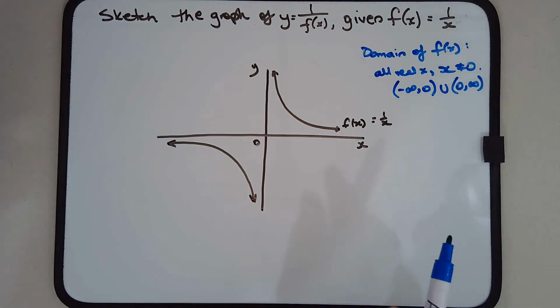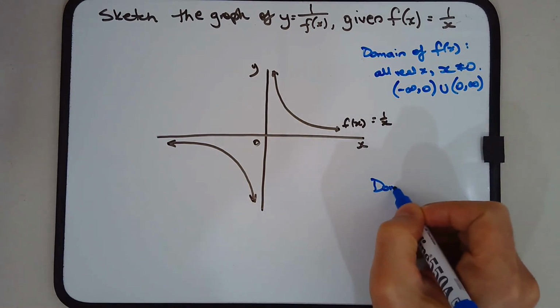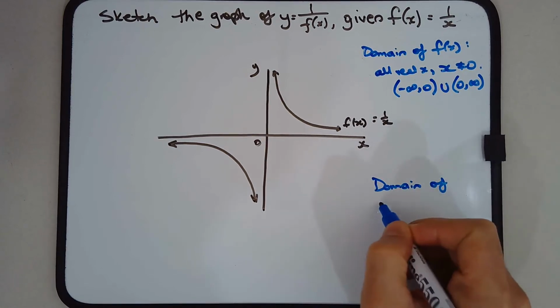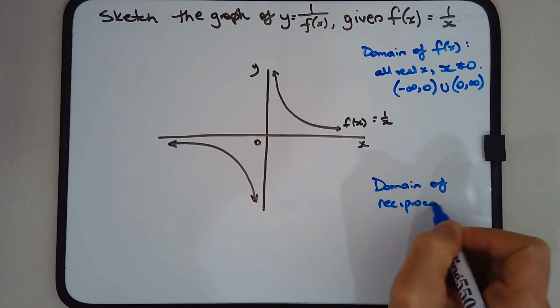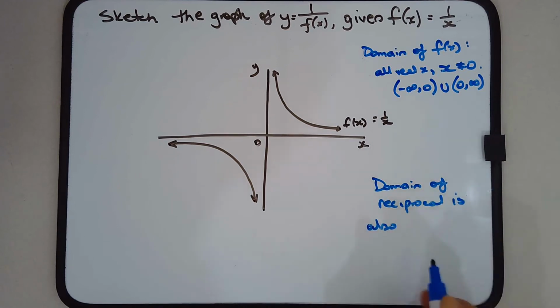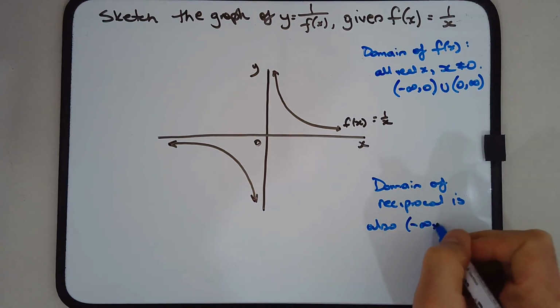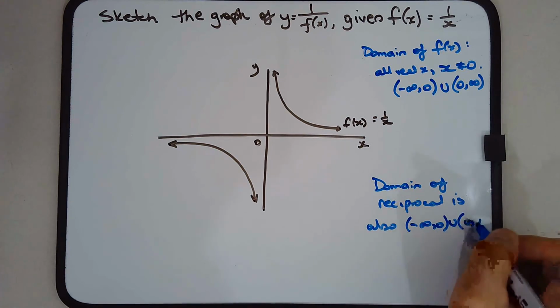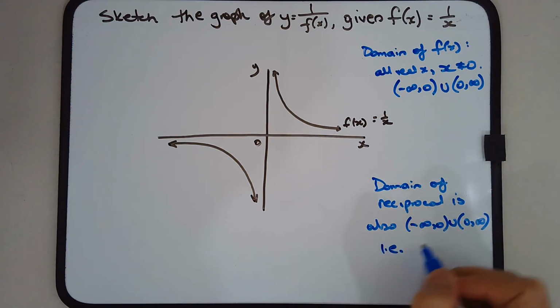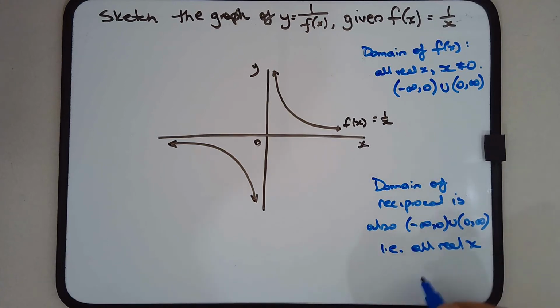Now that means then that the reciprocal cannot include x equals 0 in its domain as well. So the domain of the reciprocal, in this example at least, is also negative infinity to 0, union 0 to infinity. So in other words, all real x, but x cannot equal 0. So that means then that when we're drawing or sketching the reciprocal, we cannot include this point.